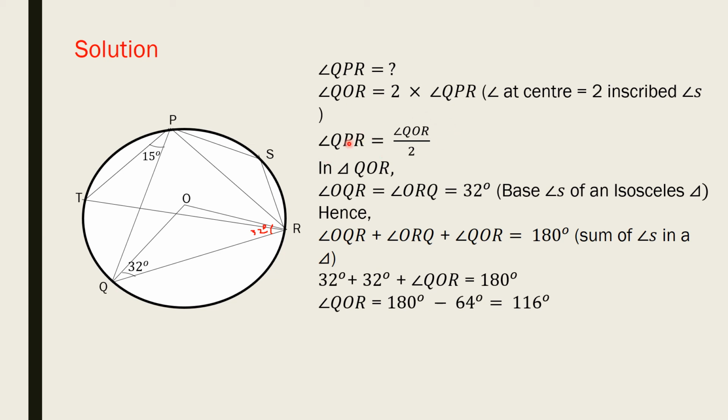Now that we know this, the next step is to substitute it in this particular equation. So we substitute, and we divided 116 by 2, and that gives us 58 degrees. So the angle QPR, the inscribed angle here, is 58 degrees.